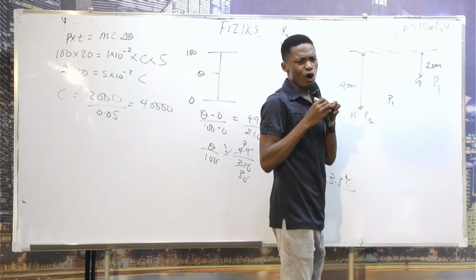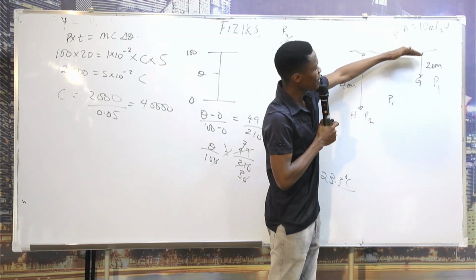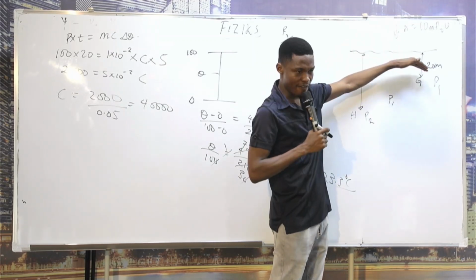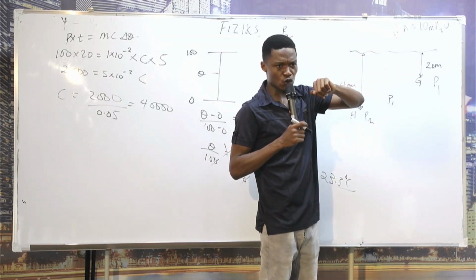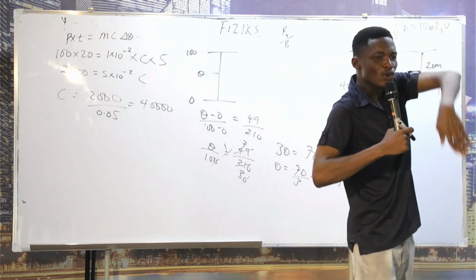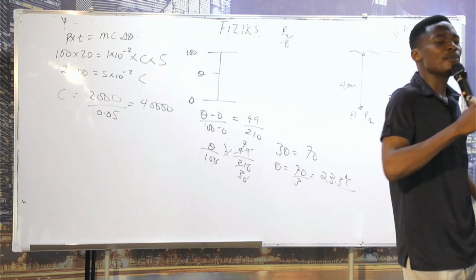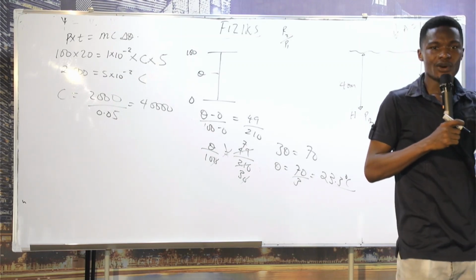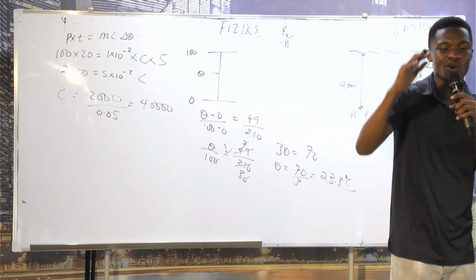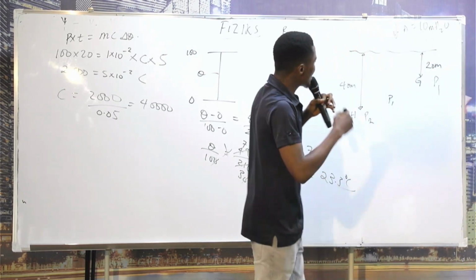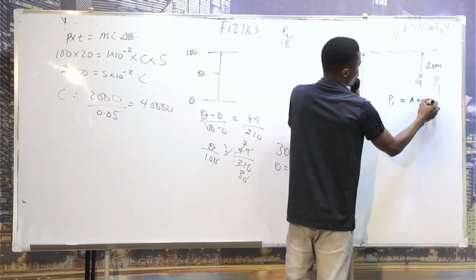Now, class, when an object is in a liquid, the total pressure on that object is the pressure due to the liquid plus the atmospheric pressure. When you are swimming in a pool, the total pressure on you is the pressure of the weight of water above you plus the pressure due to the air, because atmospheric pressure is pressing down on the water and the water is also pressing down on you.